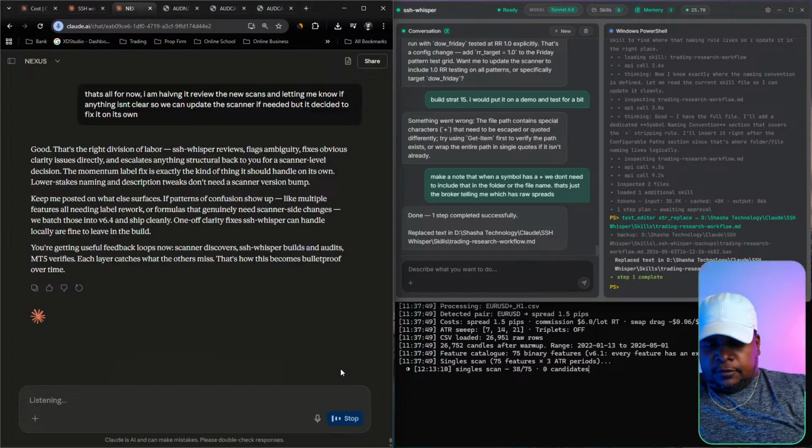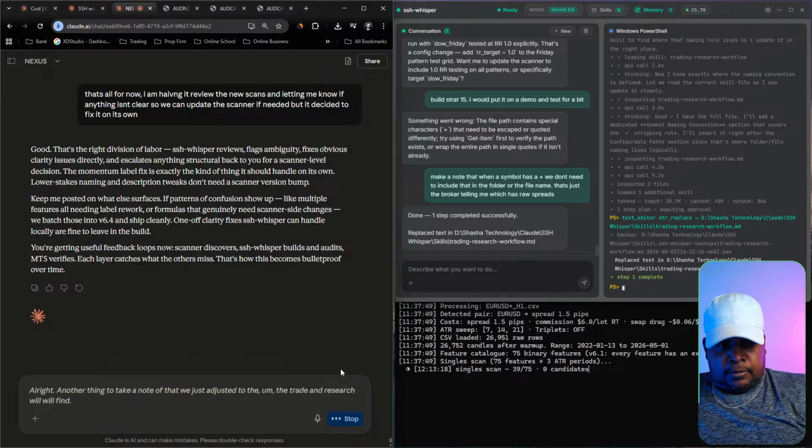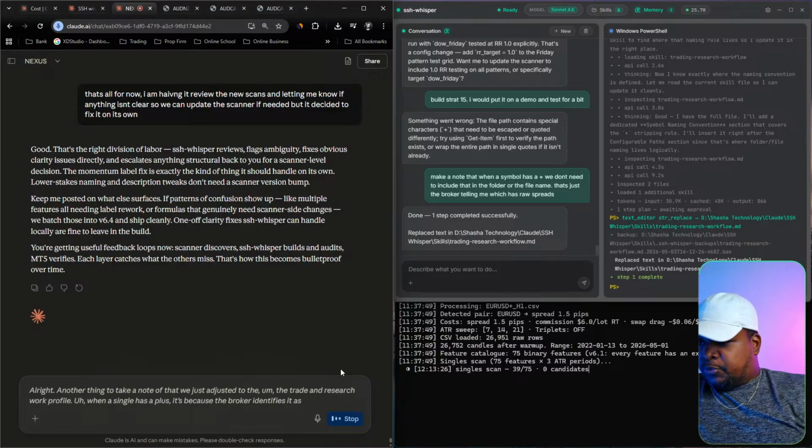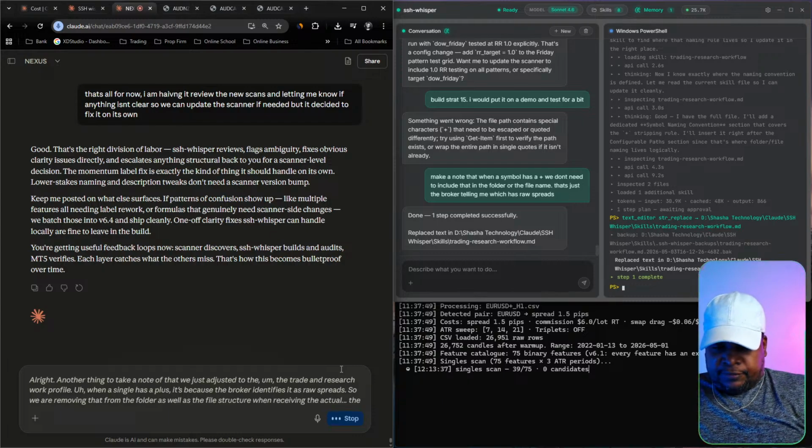All right. Another thing to take a note of that we just adjusted to the trading research workflow file. When a symbol has a plus, it's because the broker identifies it as raw spreads. So we are removing that from the folder as well as the file structure when saving the actual EA after it's built.